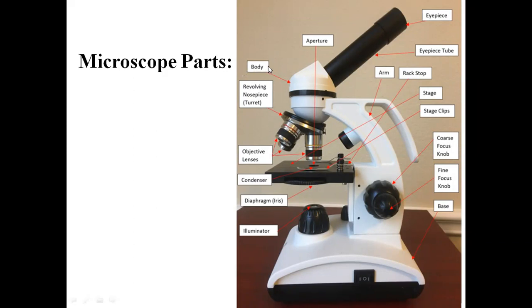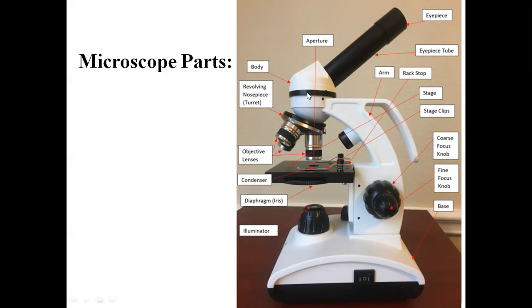So the next thing is the body. This is your body. This body holds the most important optical components of the microscope. If you take a cross section of this microscope, you will see different types of optical instruments fitted in the head portion.